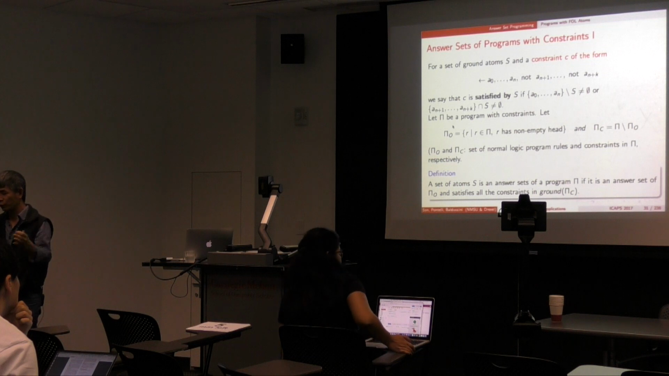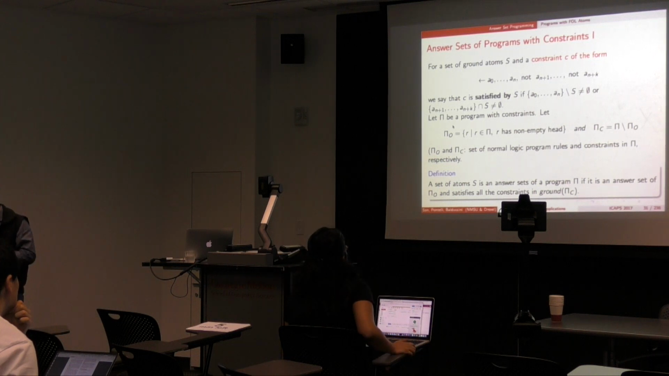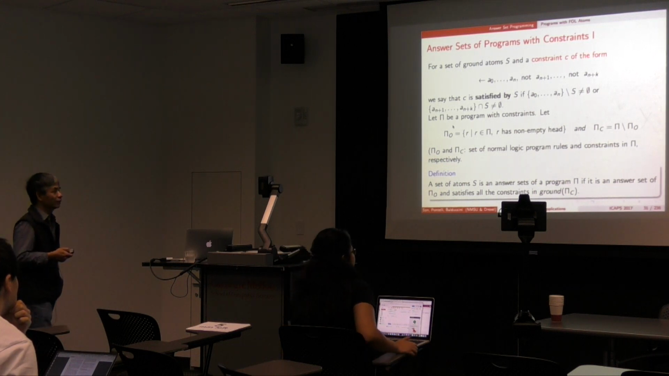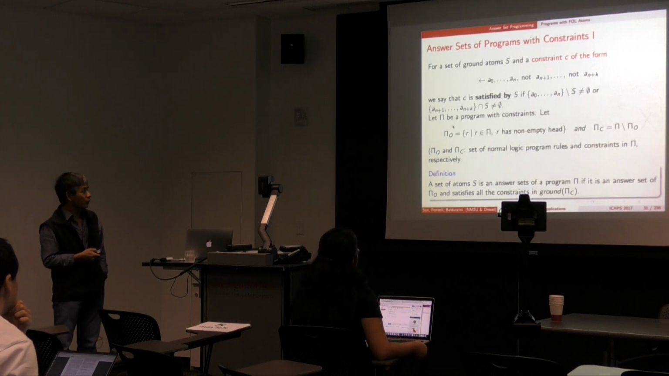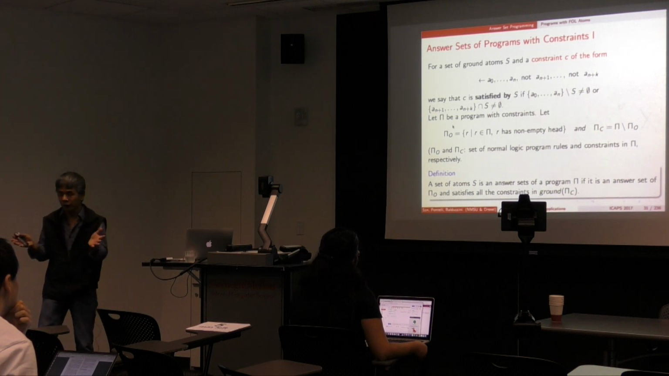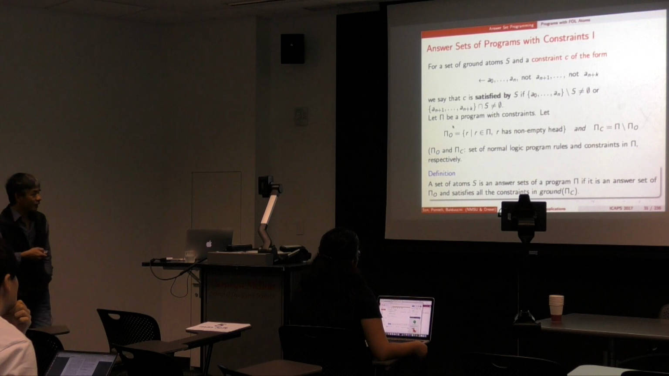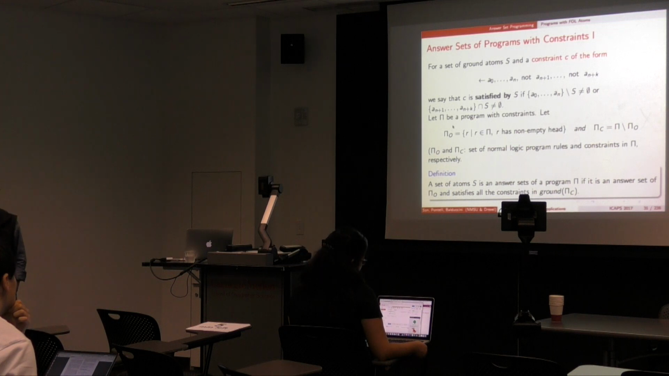But so far we have not talked about the constraints. So how do we deal with constraints? It's very simple. First of all, we collect all the constraints of the program and make it a set, pi of C. Then we define that a set of atoms that is an answer set of the program without constraints also has to satisfy all the constraints in this program. That is all. And what does it mean to be satisfied?